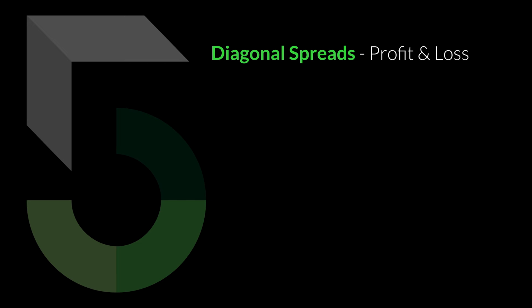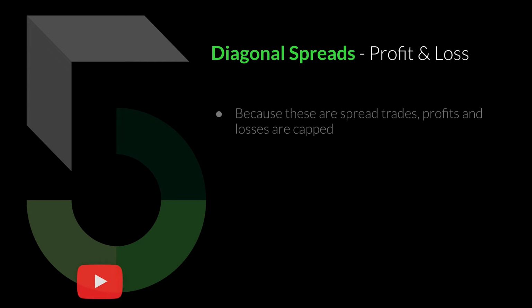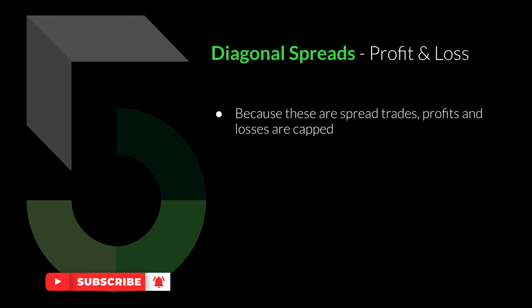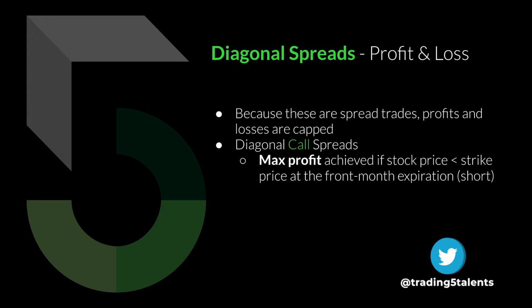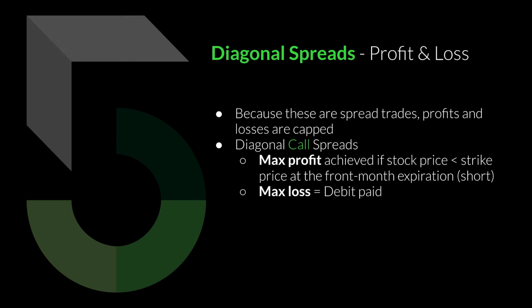Okay, so let's take a look at profit and losses for diagonal spreads. Now, once again, because these are spread trades, profits and losses are going to be capped. For a diagonal call spread, here's where you're going to get your max profit. It's going to be achieved if the stock price is less than the strike price at the front month expiration. Okay, so that's when your stock price is lower than your short call. The max loss is the debit paid. Just however much you paid to enter the trade, that's as much as you can lose.